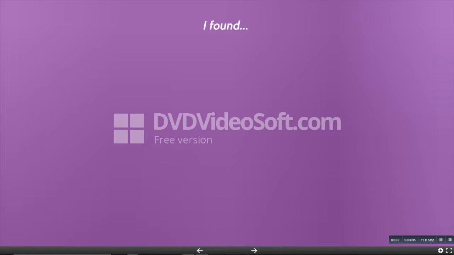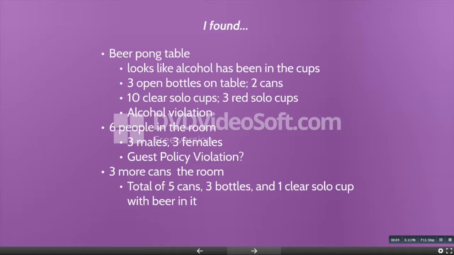It's time to check in again, so let's see if what we found matches what you found. We found a beer pong table. It looks like there's been some alcohol in the cups. There are about 3 open bottles on the table, 2 cans, 10 clear solo cups, and 3 red solo cups, so it's pretty clear this is an alcohol violation because it's in a first year building. There were also 6 people in the room, 3 males and 3 females.